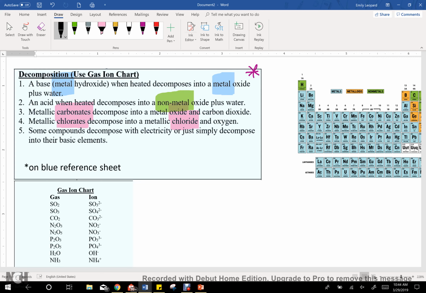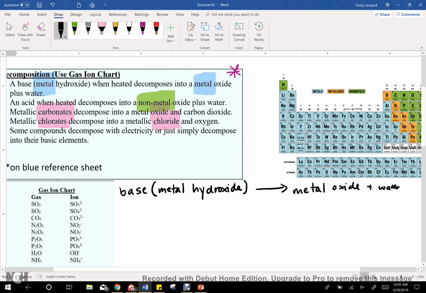Okay, so here's my example for us, and I'm actually going to start by just writing out the rule. It says that you start with a base, and in parentheses it tells you that what a base looks like is a metal hydroxide. So that means you've got a metal and then the polyatomic ion hydroxide. And it says when it's heated, it will break down into a metal oxide, okay, plus water. So I'm going to give you a metal hydroxide, and then you're going to be required to predict the products for it.